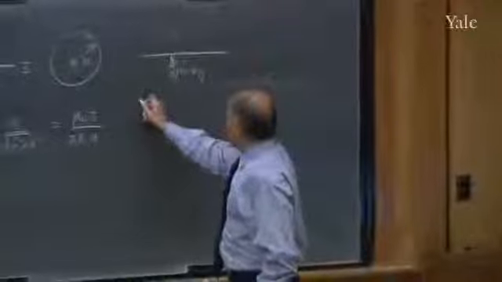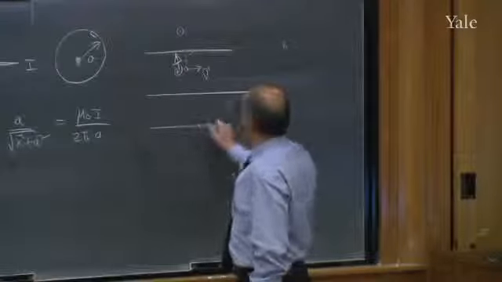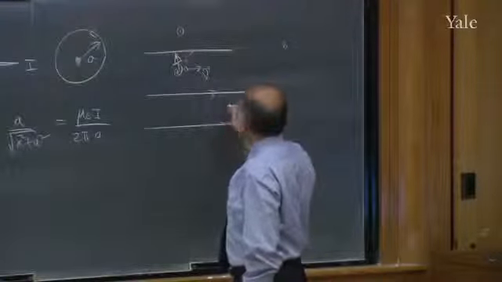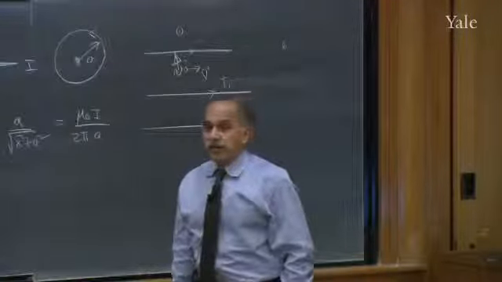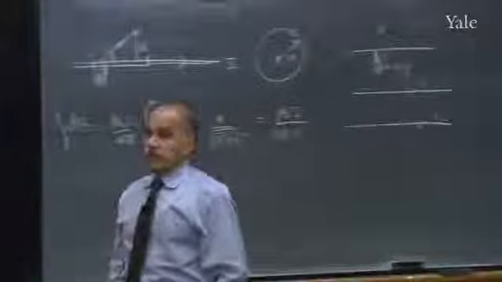Finally, I want to mention the experiment that people did before any of this, which is to notice that if you've got two currents, I1 and I2, they attract each other if they are parallel, and they repel if they're anti-parallel.